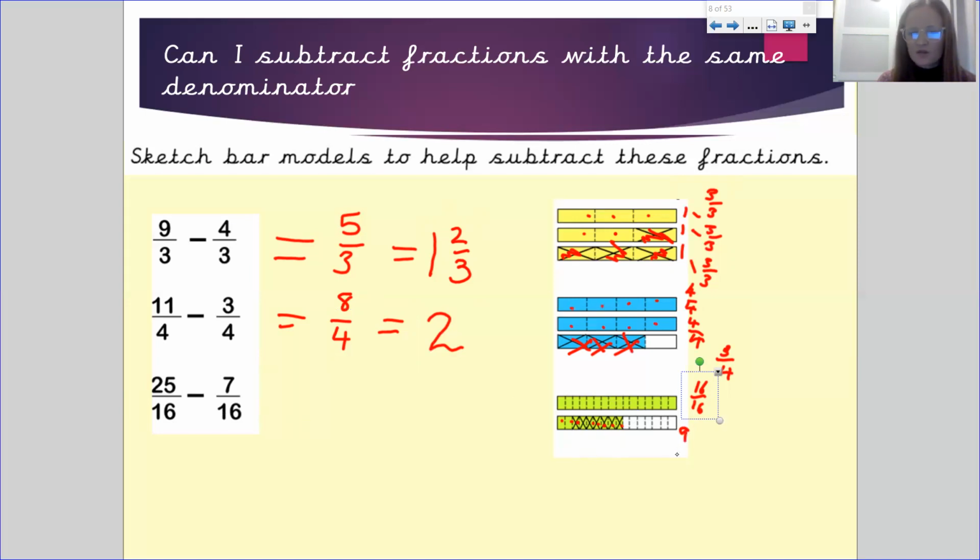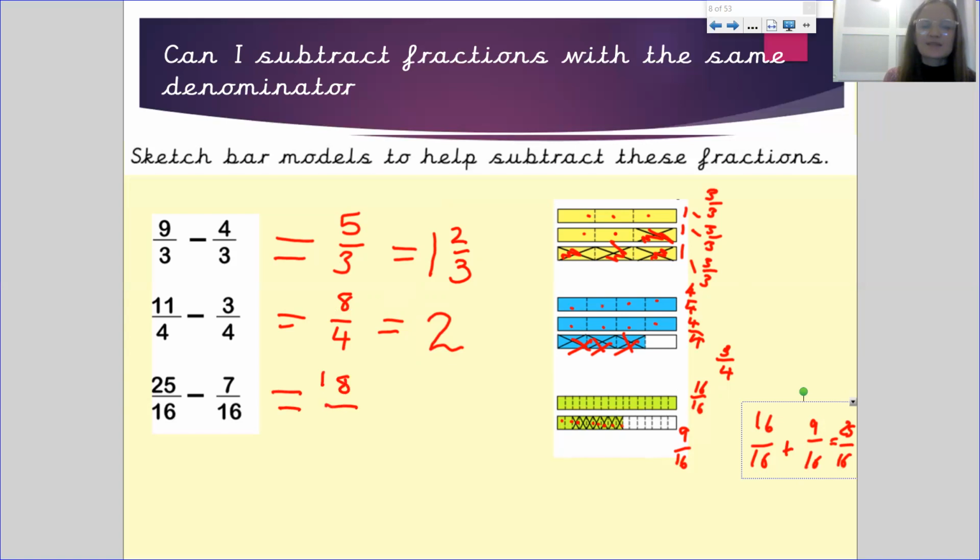So a 9/16, because I know that 16/16 plus 9/16 will give me 25/16. And you're taking away 7, which will leave me with an answer of 18/16. And this, again, I want you to try and convert your improper fraction to a mixed number.